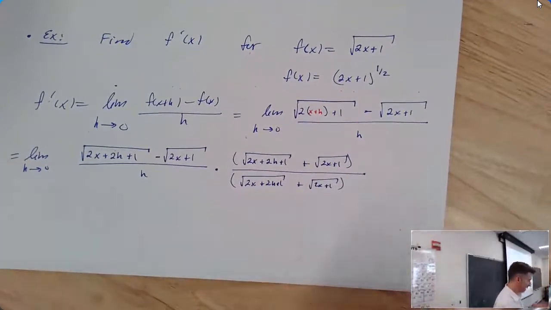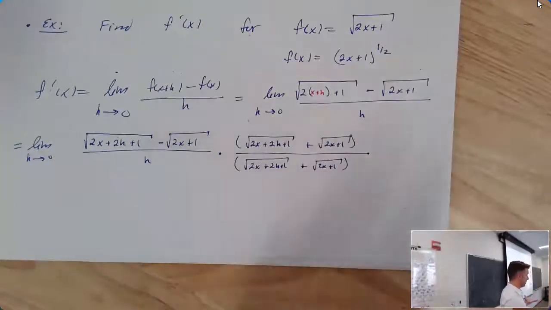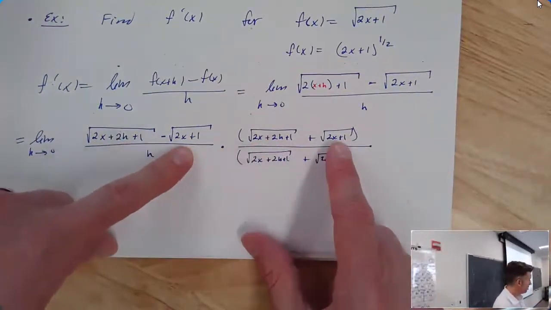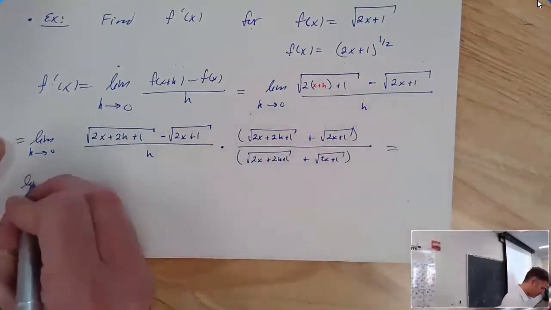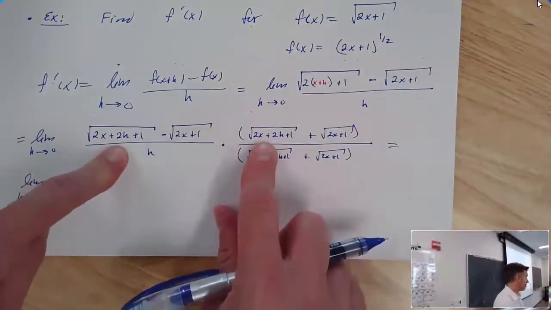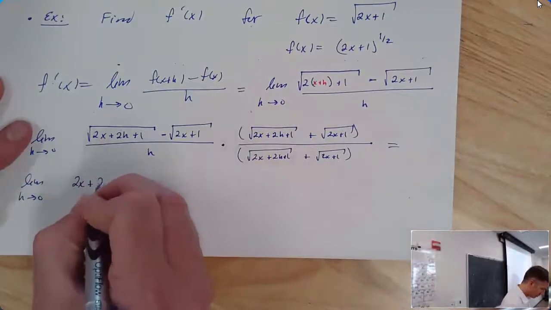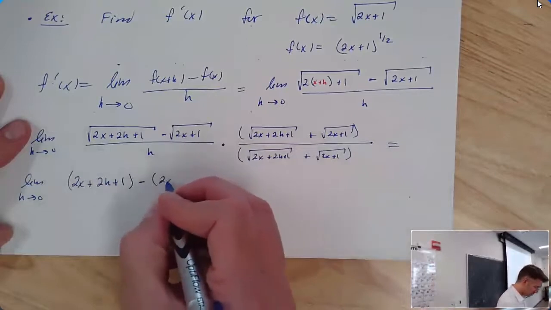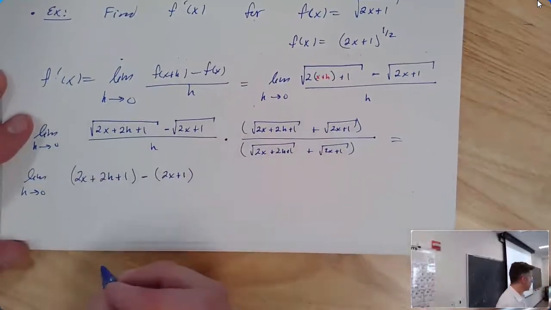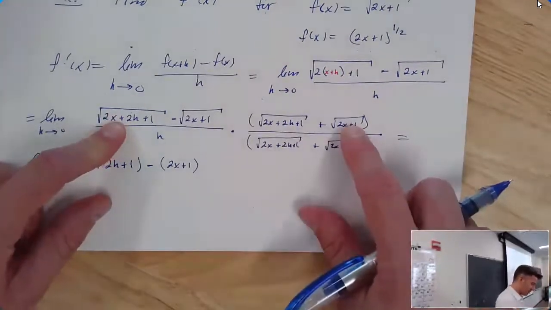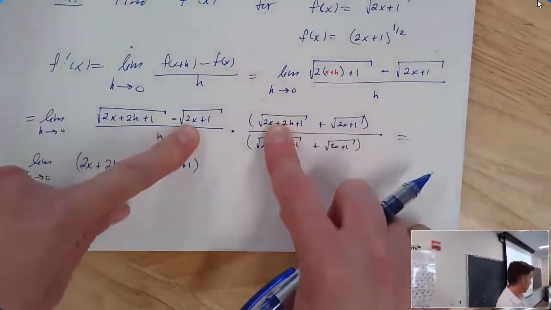Okay, so now we simplify. Multiply at the top. The whole reason we multiply by the conjugate is so that the middle terms cancel, right? Multiplying this by its conjugate, you just get the first thing squared minus the second thing squared. So we're going to get the limit as h goes to 0 of, the square root squared gets rid of the square root. We're going to get 2x plus 2h plus 1 minus the second thing squared, which is 2x plus 1. You could write out the middle terms. The middle terms would be this square root times that square root minus this square root times that square root, which would totally cancel each other out.